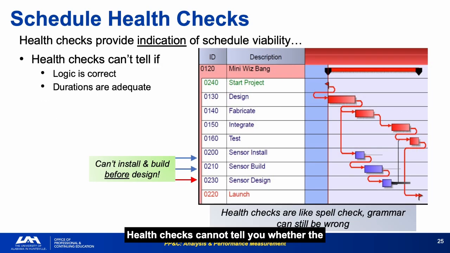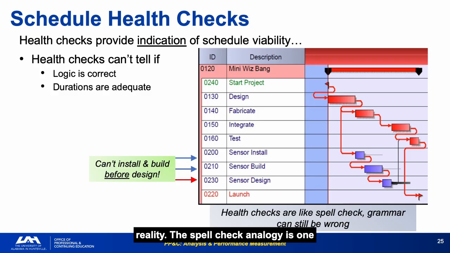Health checks cannot tell you whether the logic is correct or whether durations are adequate. The spell check analogy: grammar can still be wrong even when spelling is correct. A schedule can pass every DCMA metric and still have completely wrong logic, tasks in the wrong sequence, durations that ignore historical cycle times, or dependencies based on assumptions rather than technical reality.